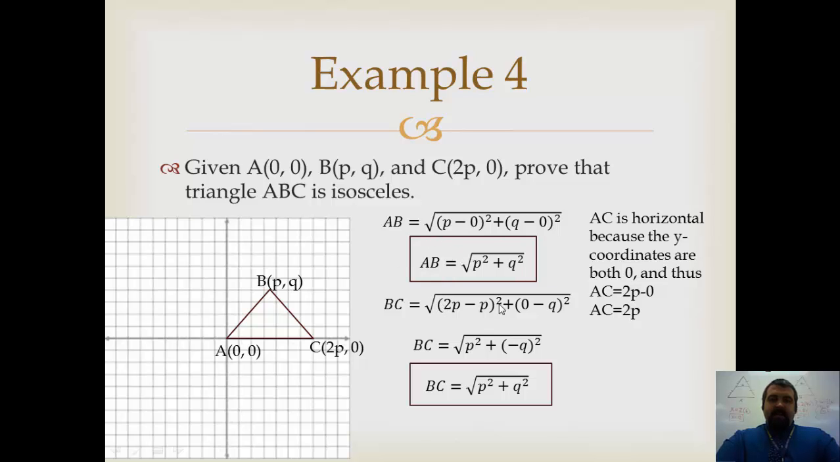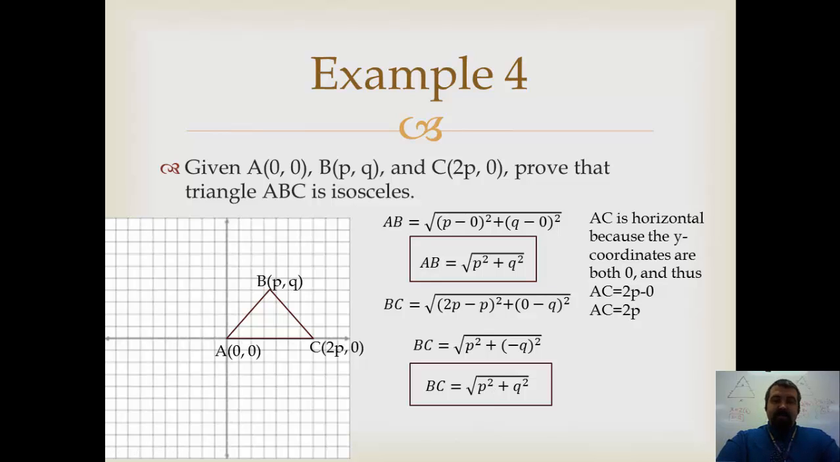After I did this segment, I did the length of segment BC, plugged in the distance formula, and I was not surprised again to find that I got the square root of p squared plus q squared. And I noticed these are the exact same length. That's what I was looking for. However, I'm trying to prove it's isosceles, so I'm just going to make sure it's not equilateral. Segment AC is horizontal, and because the y-coordinates are both 0, I know that segment AC is just a subtraction of the x-coordinates, 2p minus 0. So 2p minus 0 is 2p. This length is different than this length and this length.